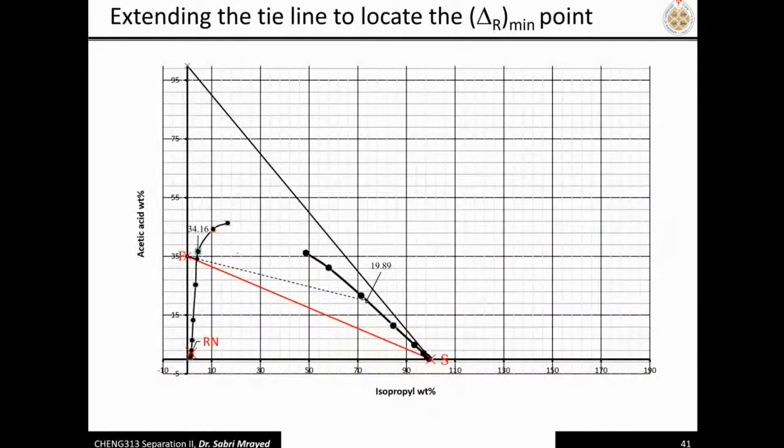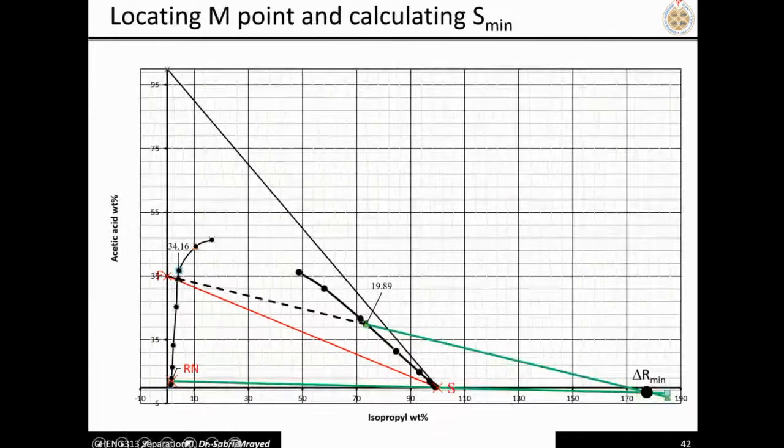You see, this is my tie line, which is going to be representing the delta R here, the extension of that line with the line between Rn and S. And this is going to represent delta R minimum. Now, what are we going to use this delta R minimum for, in fact? Of course, we're going to use it to draw the line to get M. You remember M point? This is delta R minimum. Okay.